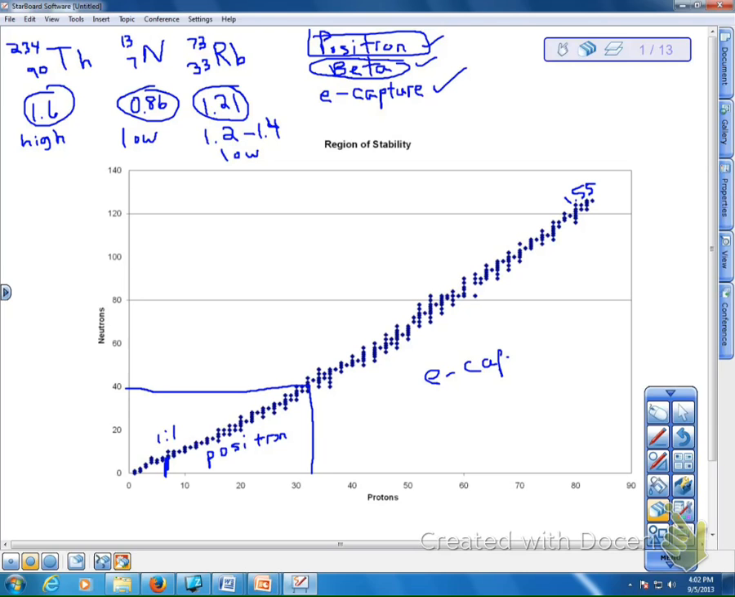Okay, so go ahead now and just write out the nuclear decay equations for each of those three. Hit pause, and then we'll go over them together.